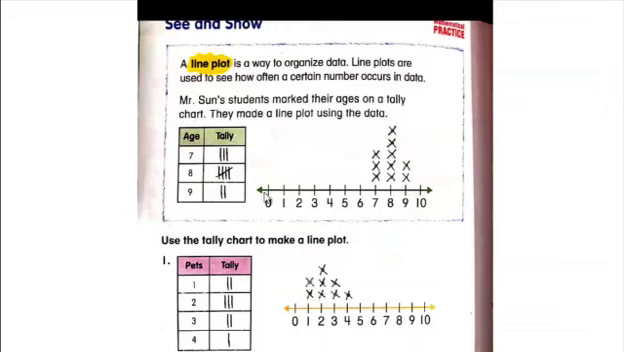Okay, this is called a tally chart, and this is called a line plot. This chart is divided into two columns. First column called age, 7, 8, and 9. Second column called tally. In front of each age, there are a number of tally marks.